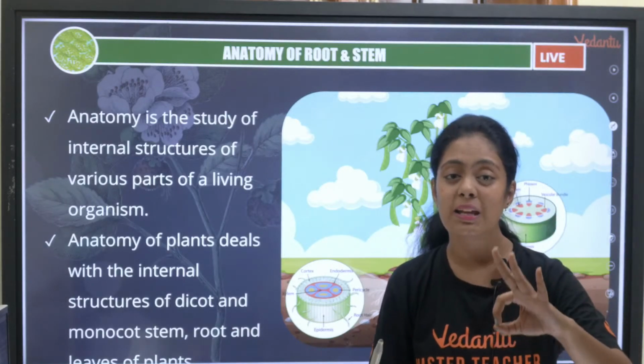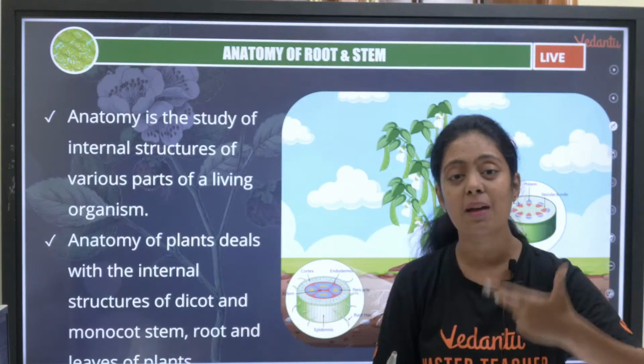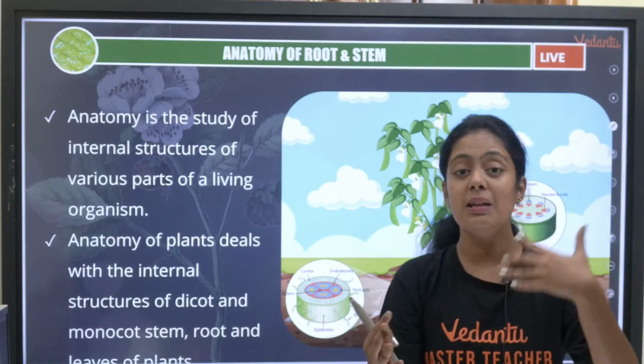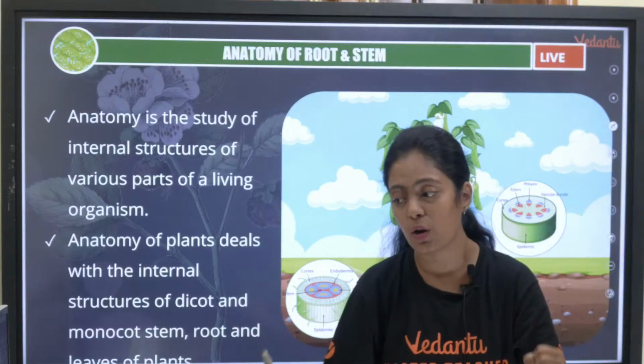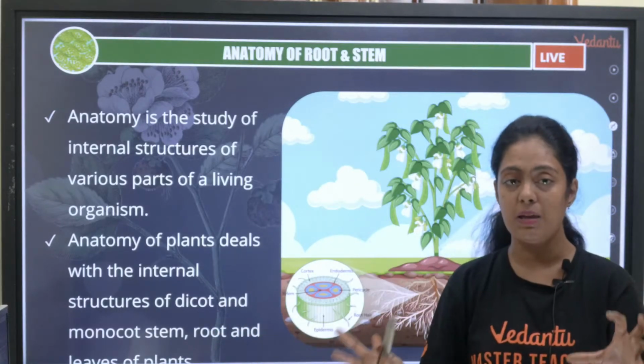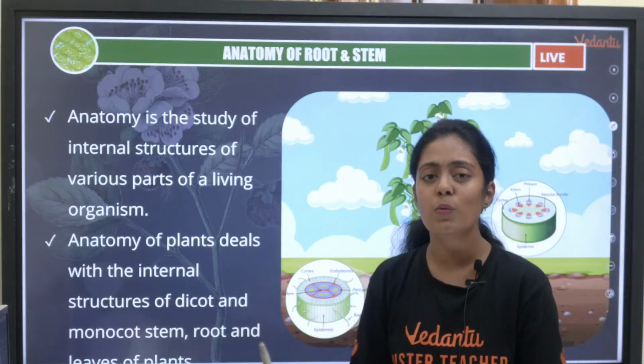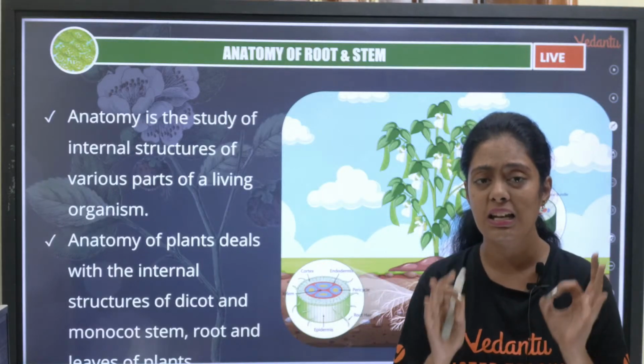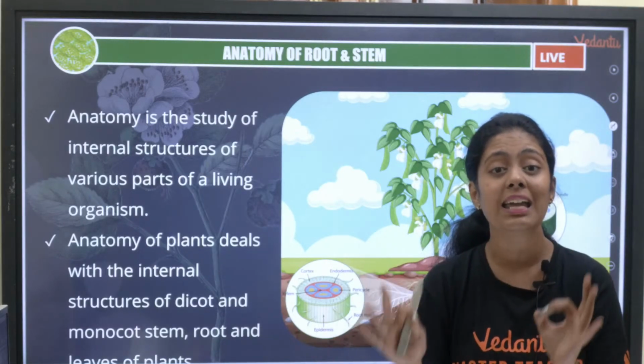You are going to study the anatomy of leaf, stem and root. You are going to study both in dicots and monocots. Okay, so without wasting any time, I'm going to do NCERT line by line. So let's start with dicot root.